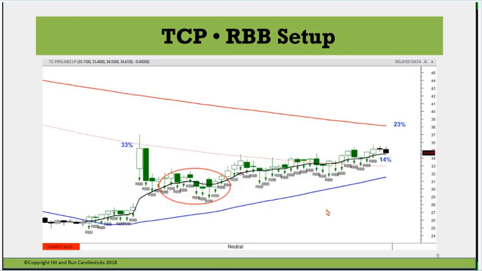Let's see what TCP has to offer. Now, TCP is one of my all-time favorite chart patterns. I made more money on this in the last few years than any chart pattern I've ever made money on, okay? I love this chart pattern. And I'm going to quickly give you a little lesson on it, not history. You don't want to know history on it. You want to know a lesson.